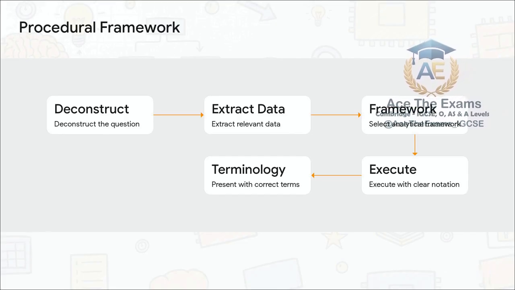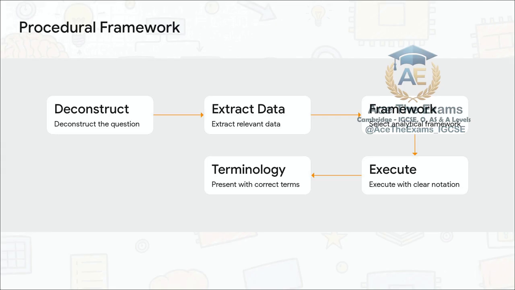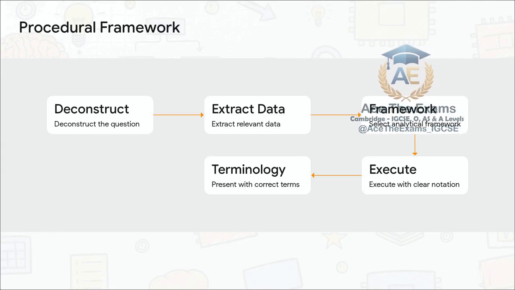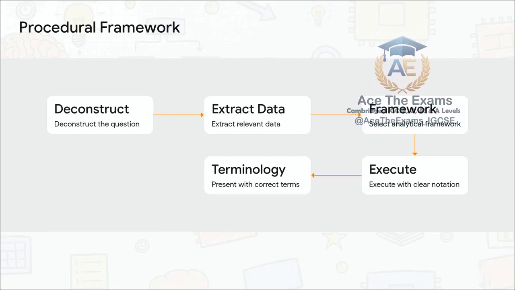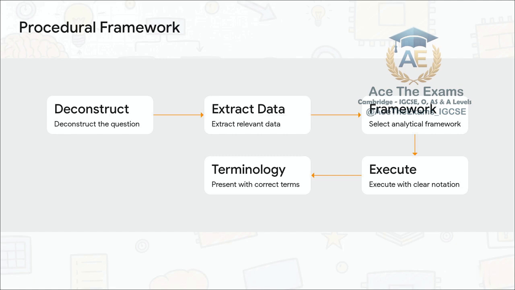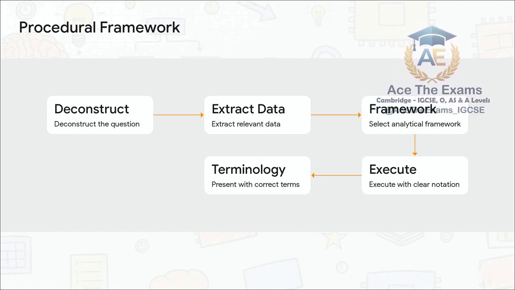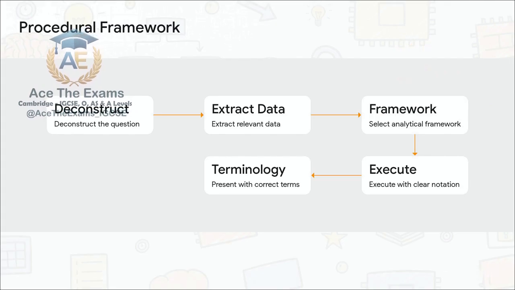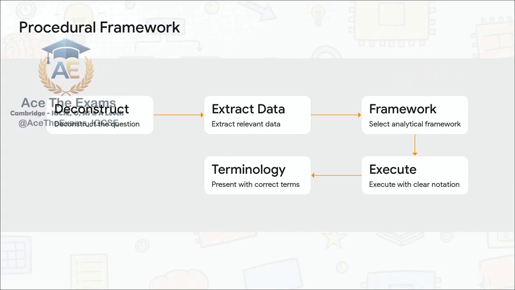Second, extract relevant data from the scenario. What are the constraints? Third, select your analytical framework, like our PEEL structure. Fourth, execute with clear notation, especially if you're calculating storage capacities, write amplification factors, or transfer speeds. You must show every single step of your mathematical working. Finally, present with correct terminology. Use words like pages, blocks, memory controllers, Fowler-Nordheim tunneling, and floating gates. Don't just say, it saves data.